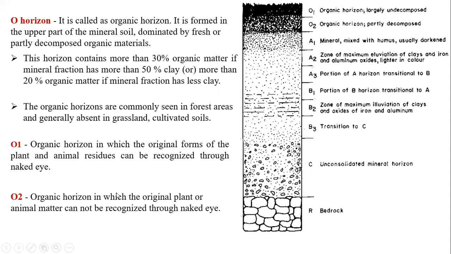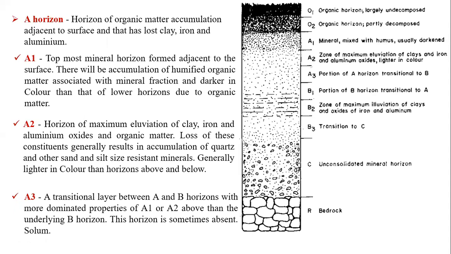So overall, this is the O horizon, and it is of two types, O1 and O2. In O1, we can see the plant and all the organic residues with our naked eye. But in O2, we can't see them, because complete decomposition has taken place here. This horizon is present only in forest areas, absent in grasslands and cultivated soils. Coming to the next, the A horizon.